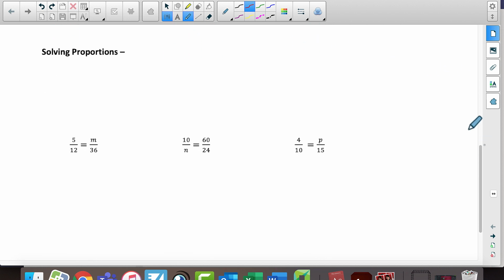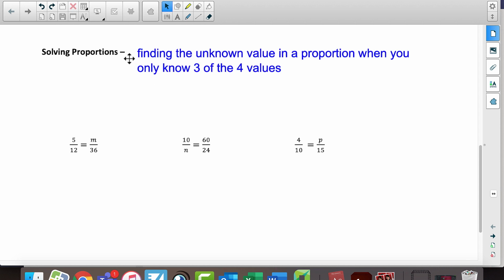Okay, now the really important skill though for today is not figuring out whether things are proportional, it's when you're solving proportions. So what does that mean? Solving a proportion means you're finding the unknown value in a proportion when you only know 3 of the 4 values. So here's 3 examples down here. Take a look at these. Here's a proportion, but you don't know what this m value is, and you have to figure it out. Here's a proportion, but you don't know what n is, and you need to figure it out. Here's a proportion, but you don't know p, and you need to figure it out. So in all these cases, you know 3 numbers, and there's one you're trying to figure out. That's called solving a proportion. There are a whole bunch of different ways that you could solve a proportion.